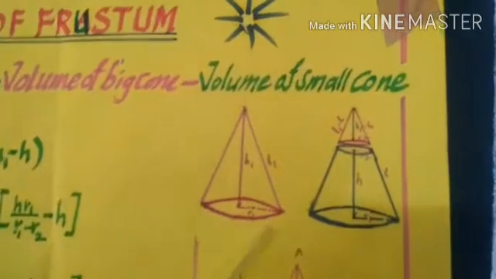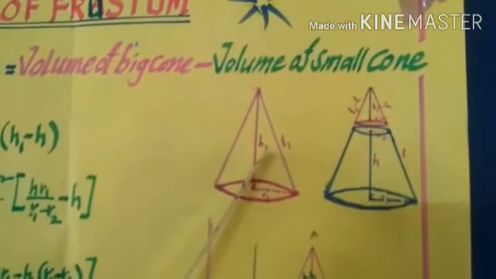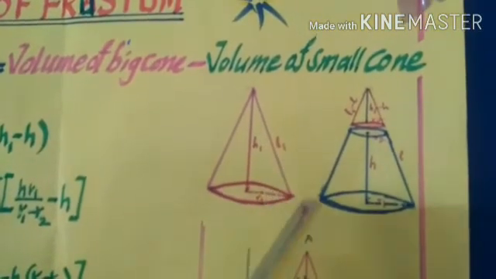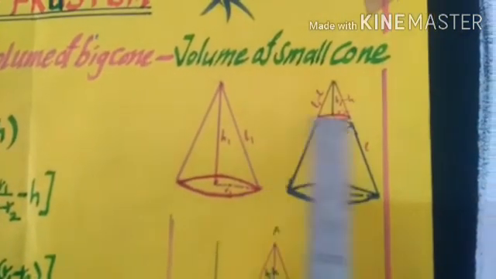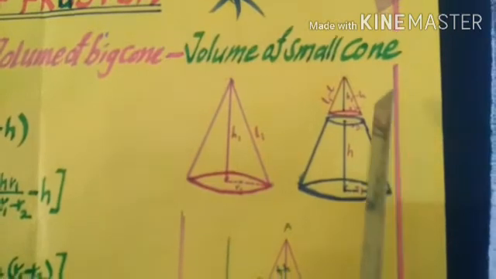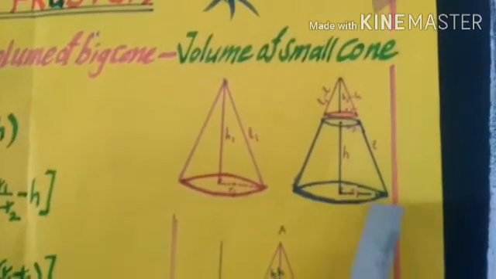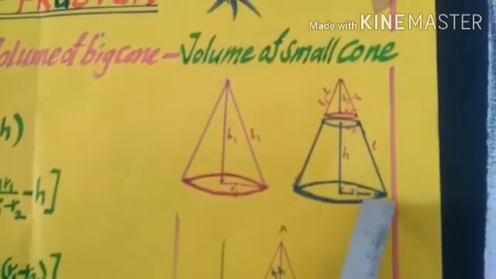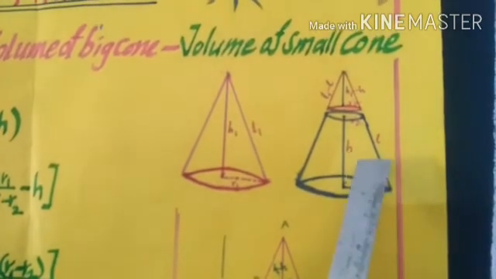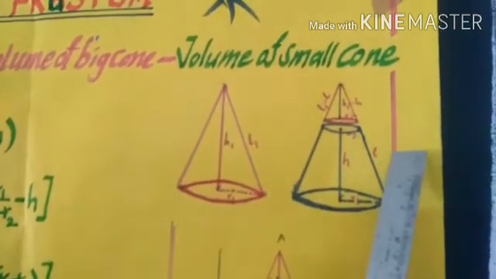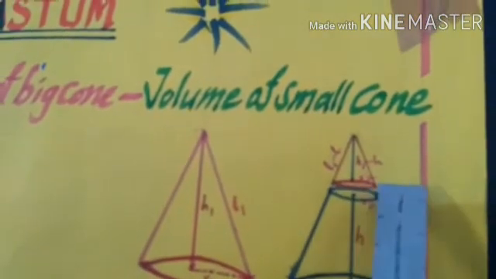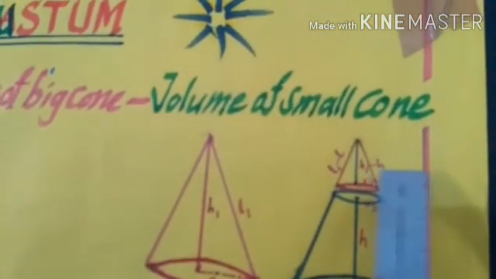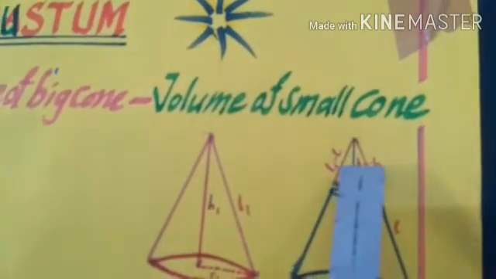I take one larger cone having R1 radius, height H1, slant height L1. I take another cone and I cut it into two pieces. We get one smaller cone and a frustum of a cone. This frustum of a cone has R1 radius, H height, slant height L. And the smaller cone has radius R2, height H1 minus H and slant height L1 minus L.